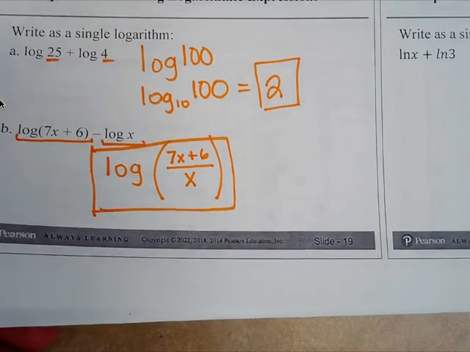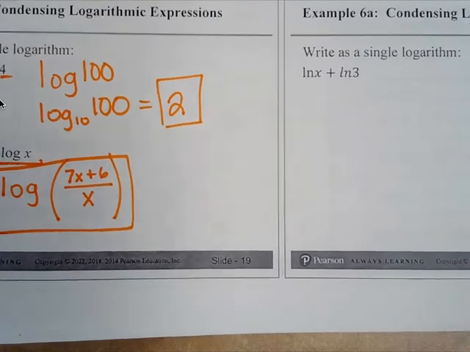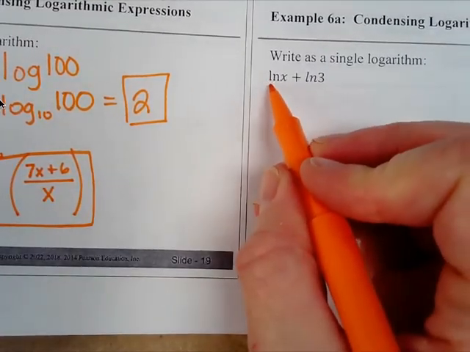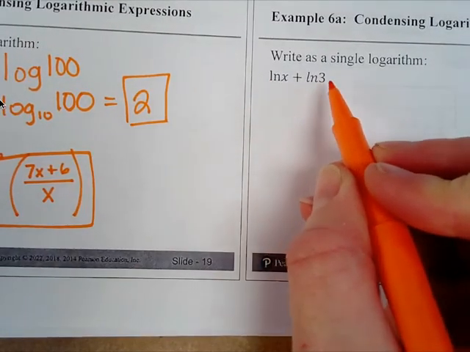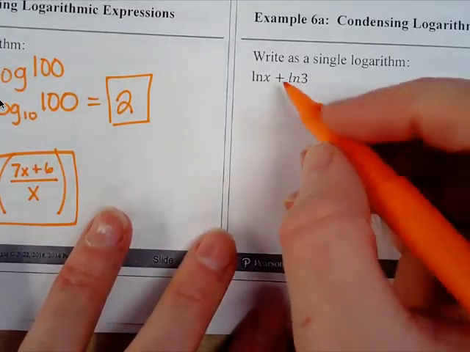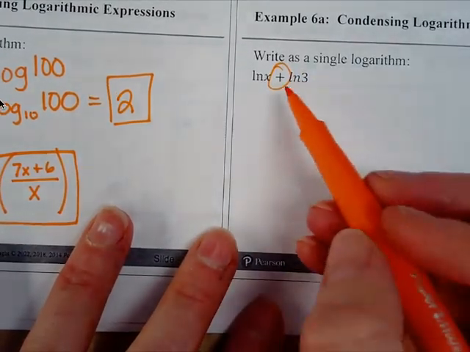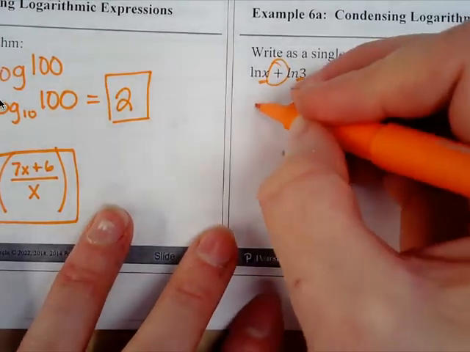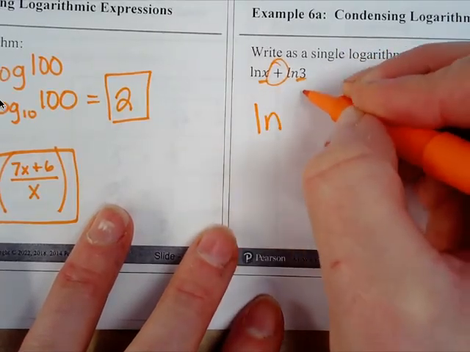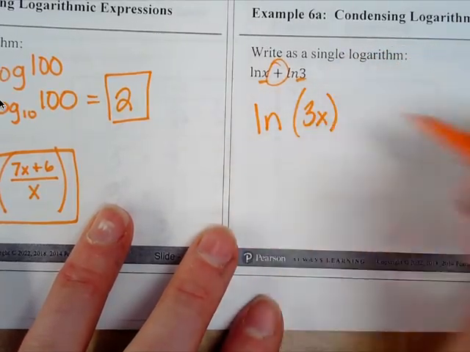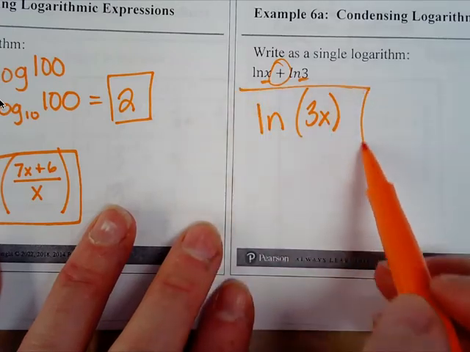All right, last one. Last one. Yay. All right, so natural log of x plus natural log of 3. What do we do with that? It's addition. So what do we do with our two values? Multiply. Yeah. So it'll be natural log of 3x.